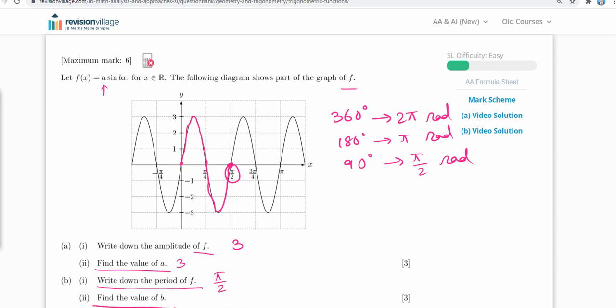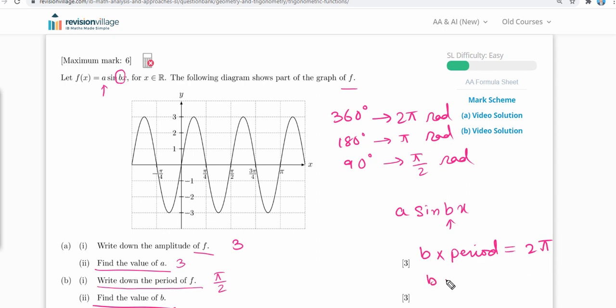Now it says find the value of b. You see b is over here, a sine b of x. In order to get the value of b, b times the time period should be equal to 2 pi. Why 2 pi? Because a complete cycle should be equal to 360 degrees, and 360 degrees in radians is equal to 2 pi. So in order to work out the value of b, you multiply b with the time period and put it equal to 2 pi.